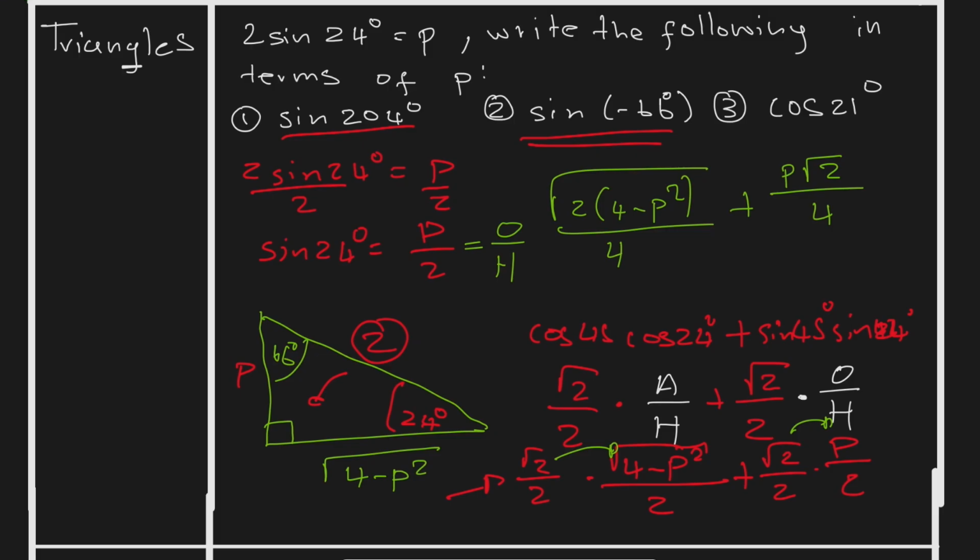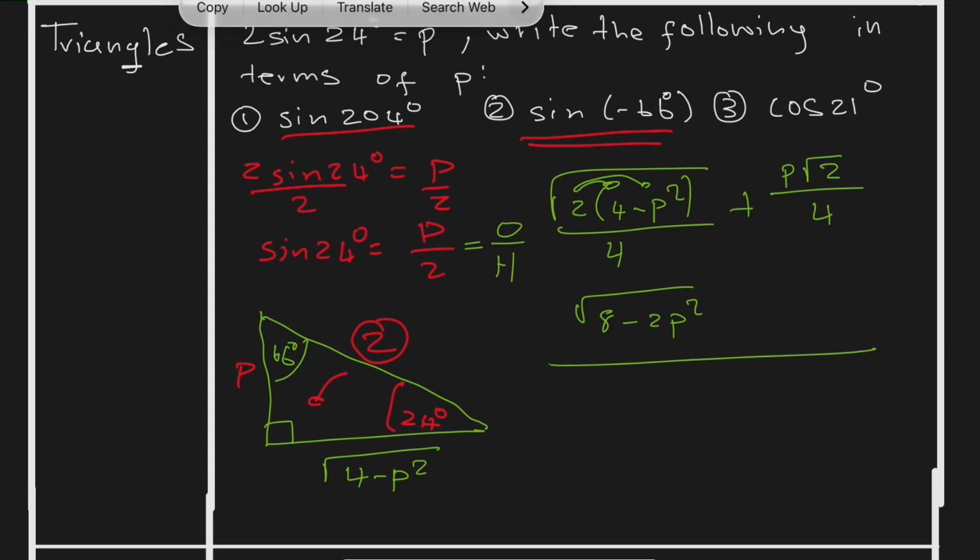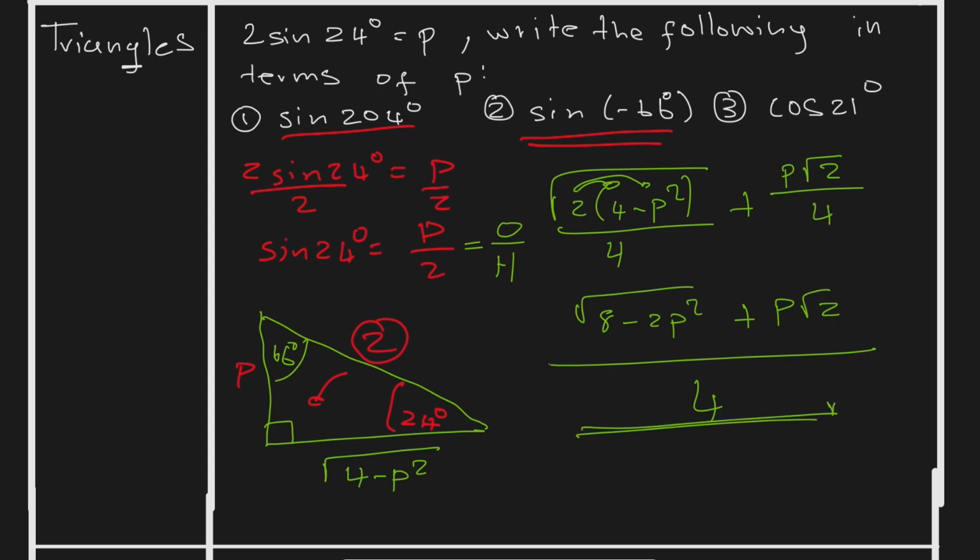So now, if we see this, we can just add the top part since our denominators are the same. So now at the top here, we can also simplify to say 2 multiplied by 4, 2 multiplied by negative p. So we're going to get the square root of 8 minus 2p squared. And then remember that we have the same denominator of 4. That means we can add the top parts. So we're going to have plus p square root of 2. Okay, so this will be the final answer to this last problem.